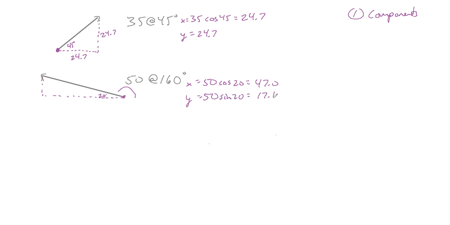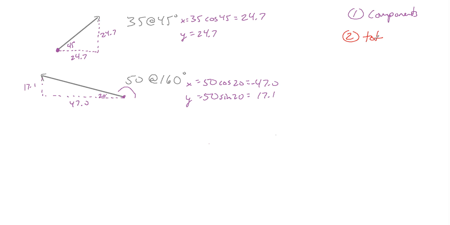Okay, so let me check my positives and negatives and stuff like that. This is 47.0. This is 17.1. My vector is going towards the left, so I should make the x component negative. My y component is going up, so that's fine the way it is. Okay, so first step done. My components are all broken apart. All right, so step 2.